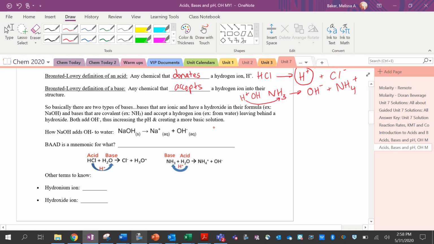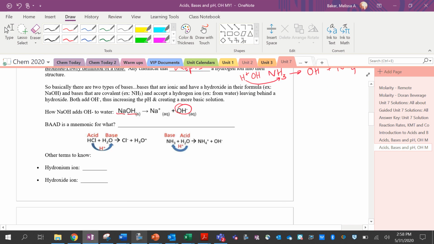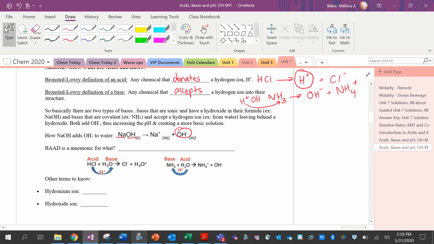So there's another type of base too. There's bases that are ionic, which means they dissolve in water into their ions. So NaOH would dissolve into Na+ and OH-. And you can see that it automatically forms this basic solution. And there is a mnemonic also to help you remember this other kind of base, the one that accepts hydrogens. And so it is bases accept, acids donate, and it means hydrogen ions. So we can put that in parentheses. So bases accept, acids donate.